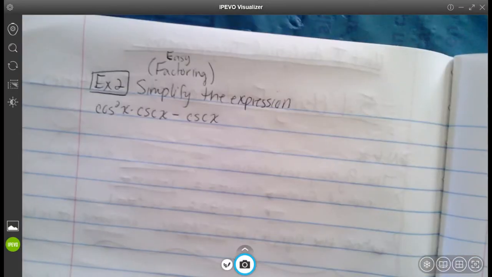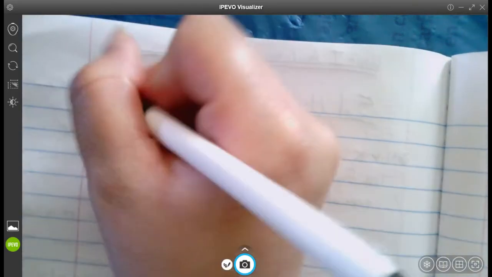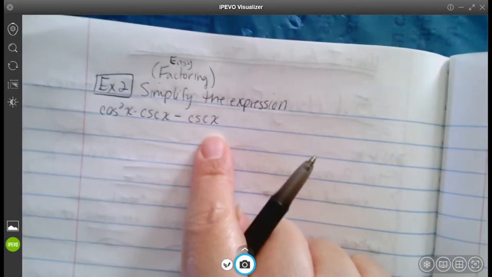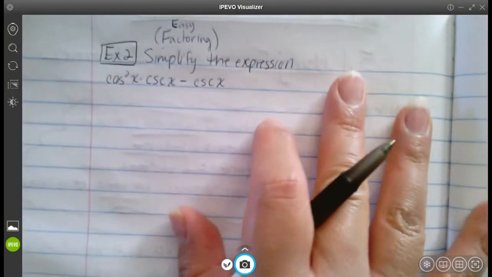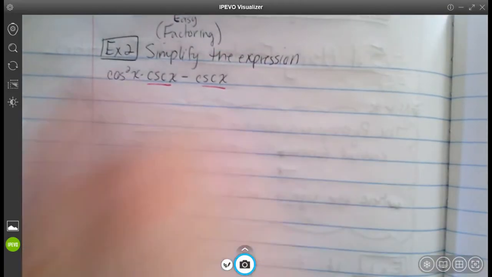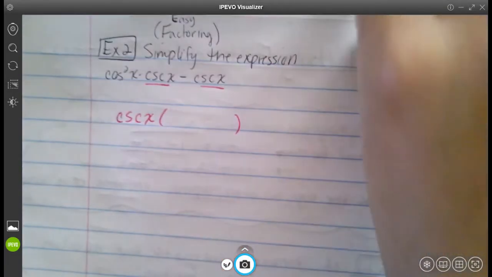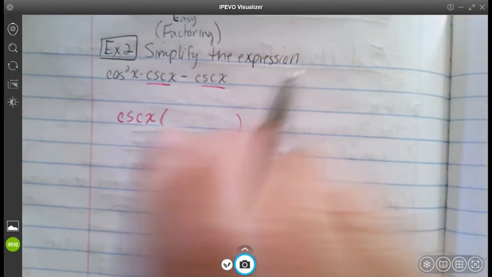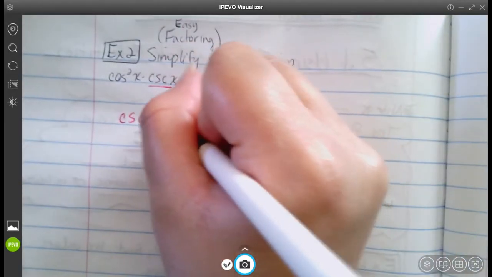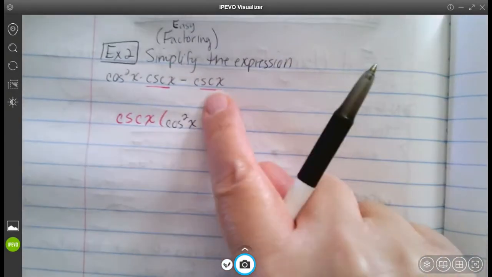Okay, to simplify the expression, cosine squared of x times cosecant x minus cosecant x. We're going to just factor here. We're going to say, what do these two have in common? They both have a cosecant, so I'm going to pull that out, kind of like my greatest common factor. Okay, and what am I left with? Well, I'm left with cosine squared of x minus 1, because that's still a 1.